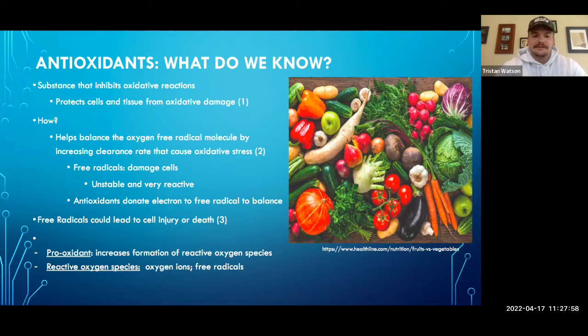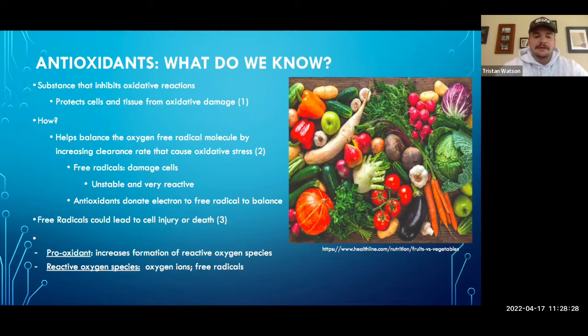How it does this is it helps with the balance of oxygen free radical molecules by increasing the clearance rate of what causes oxidative stress. A free radical is an oxygen molecule that has an unpaired electron in its valence electron shell. So it's an unstable and very reactive molecule. Antioxidants act as a kind of buffer that donates an electron to that free radical to help balance it, so it's not as reactive and does not cause oxidative stress.